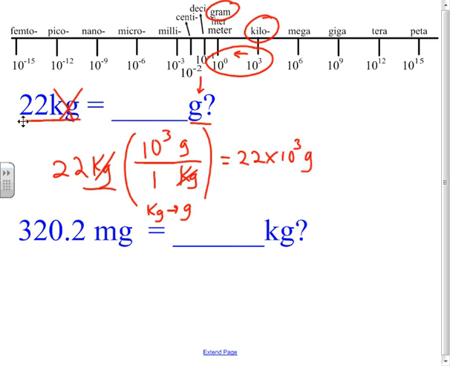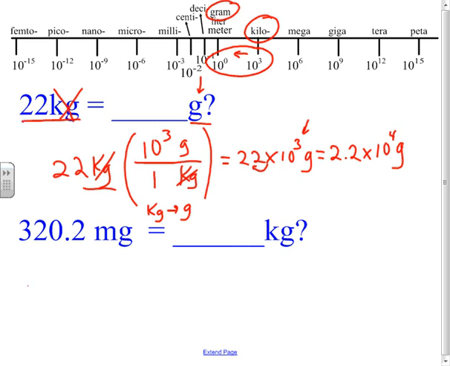Converting to standard scientific notation, we only want 1 digit to the left of the decimal. So I'm going to change that to 2.2 times 10. If I make this number smaller by moving the decimal to the left, I've got to make the exponent larger. So that is going to be 10 to the fourth grams.